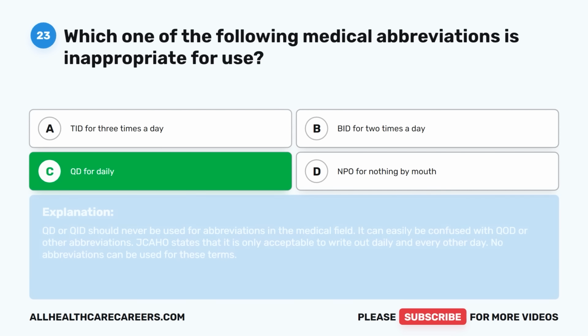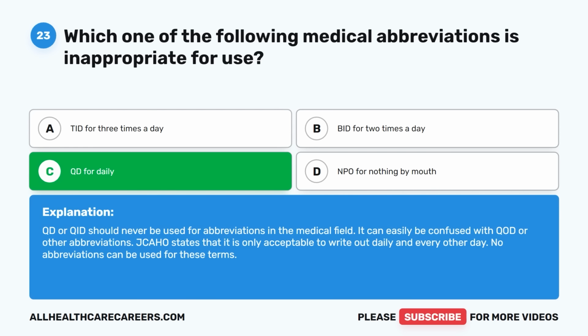QD for daily. QD or QID should never be used for abbreviations in the medical field. It can easily be confused with QOD or other abbreviations.